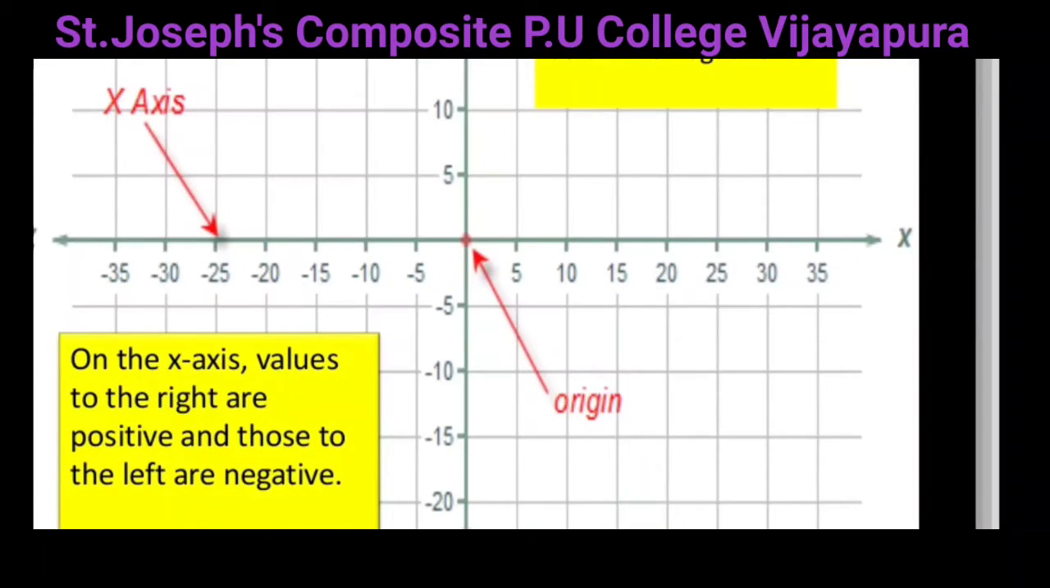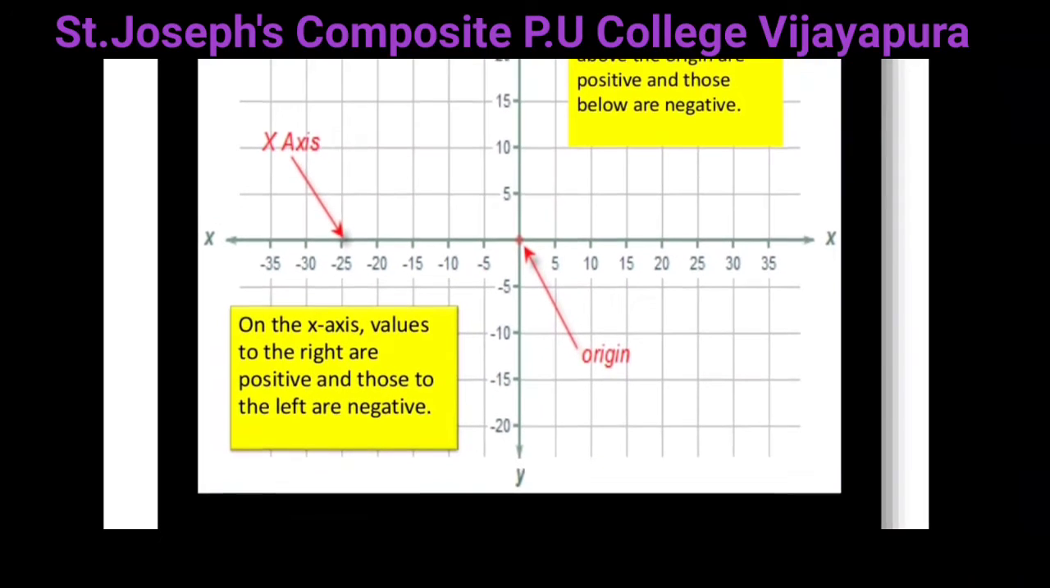So right of the origin is the positive x-axis, and left of the origin is the negative x-axis.